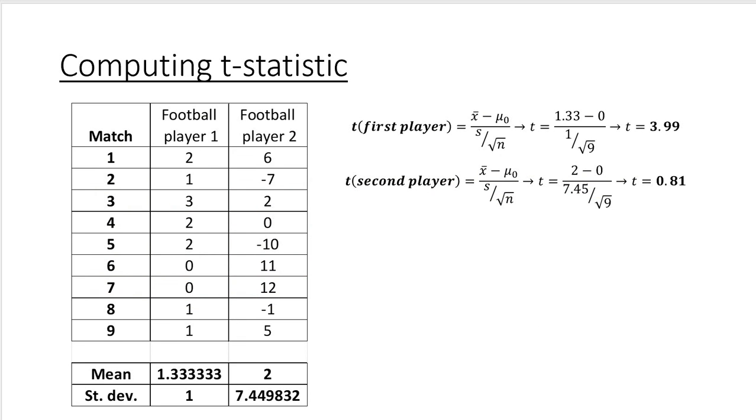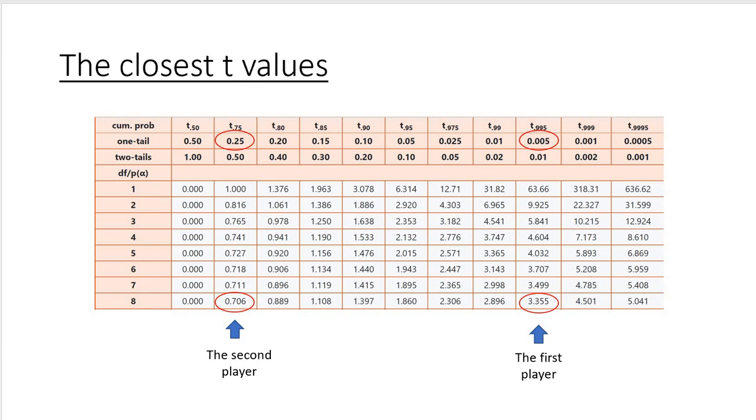then the t statistic we calculated was 3.99. So again, I can pick either this one or this one, but just to stay on the safe side, I pick the lower one. And for a one-tailed test, the corresponding value of alpha is 0.005, which is less than 0.01. So I can conclude that for the first player, the null hypothesis can be rejected at the 1% significance level.